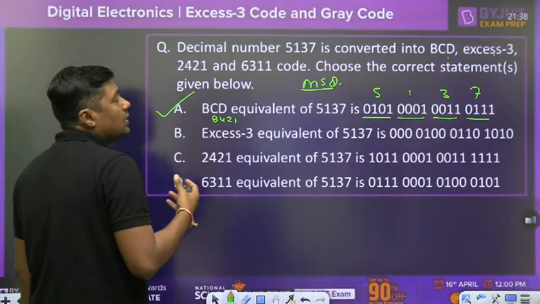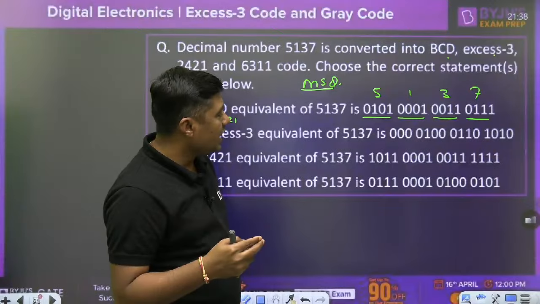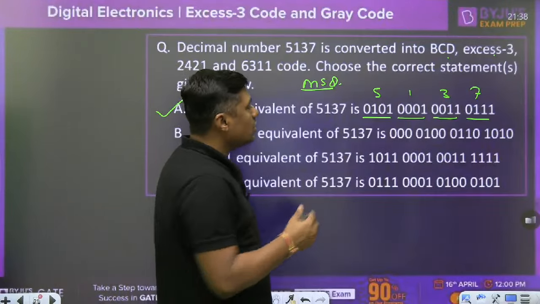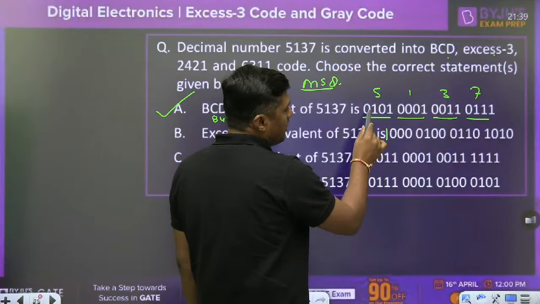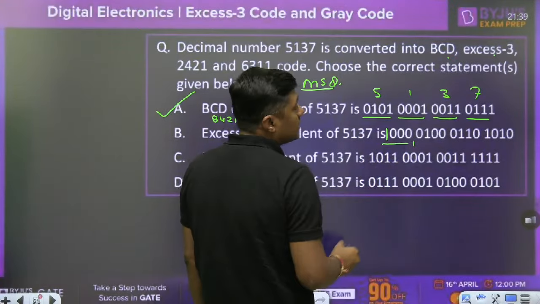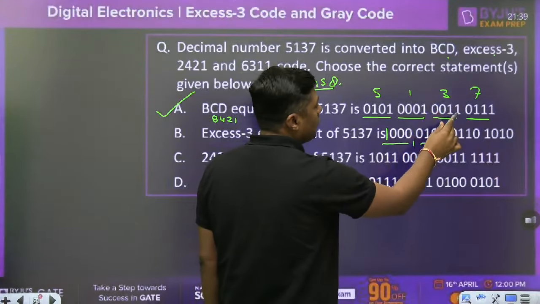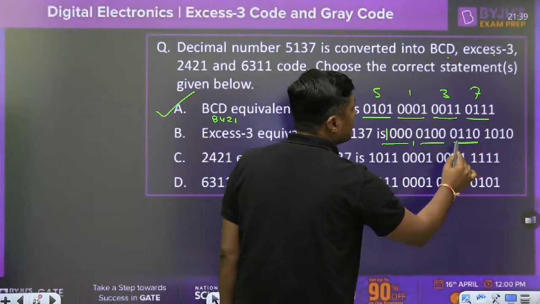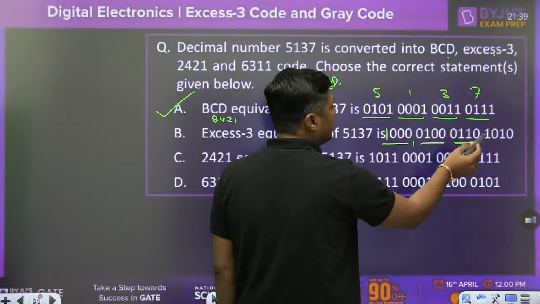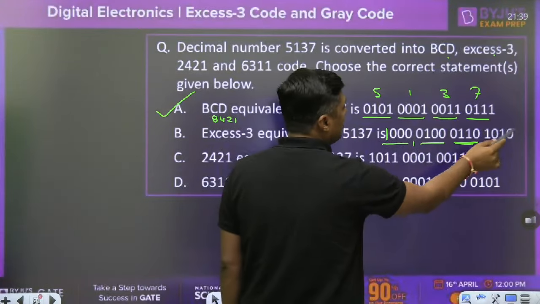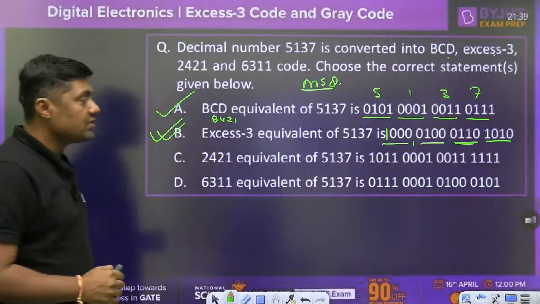Excess-3 code means what? 5 will become 8, 1 will become 4. So this is the 5, this is the 8. Yes, correct. This is 1, this is the code for 4. It is also correct, Excess-3 code. 3 plus 3 is what? 6. 6 is given, 0110. It is correct. 7 plus 3 is 10, 1010 is 10. Yes, it is an Excess-3 code. 5137, it is correct.